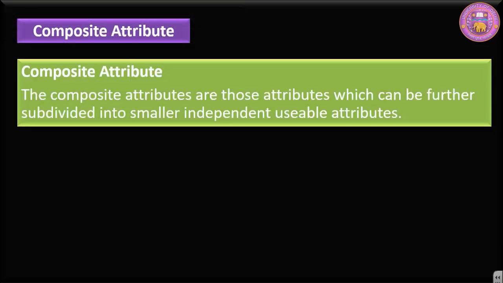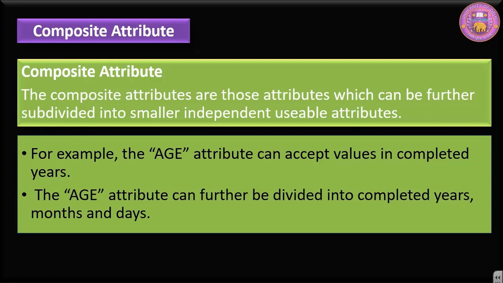Composite attribute. The composite attributes are those attributes which can be further subdivided into smaller independent usable attributes. For example, the age attribute can accept values in completed years. The age attribute can further be divided into completed years, completed months, and days.